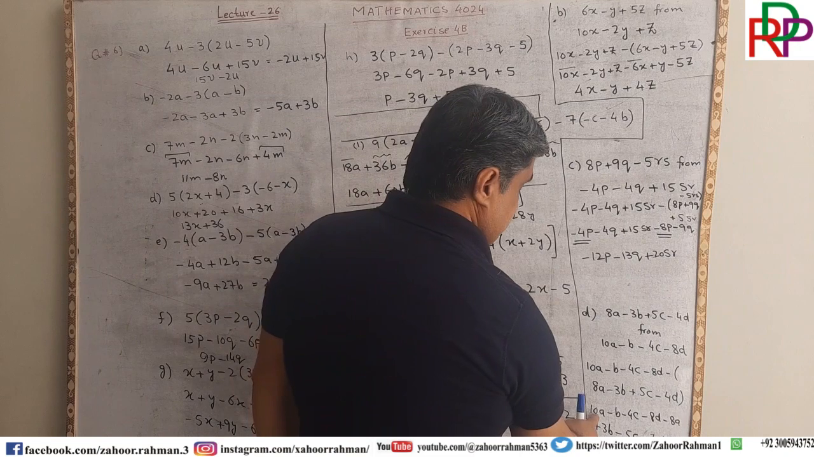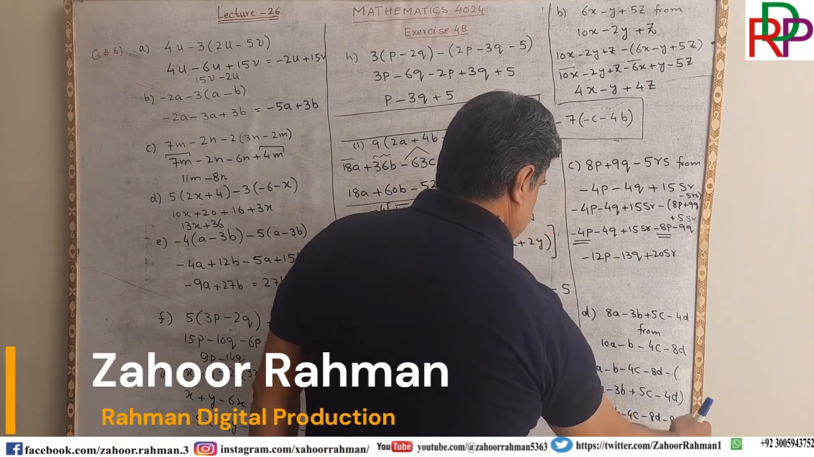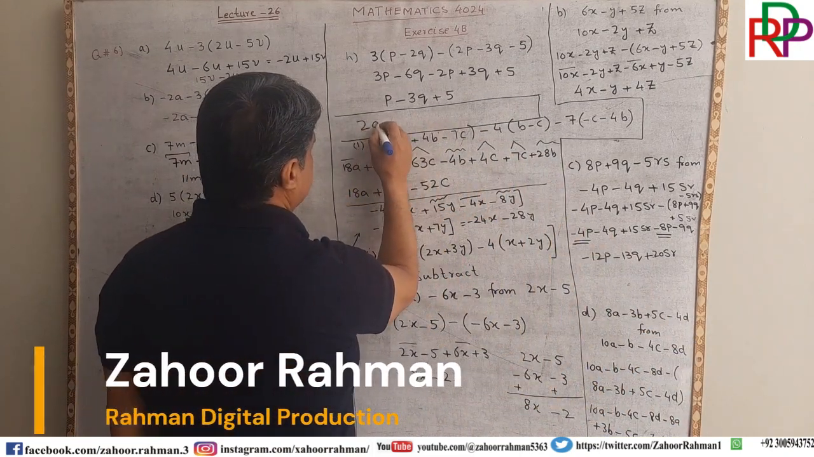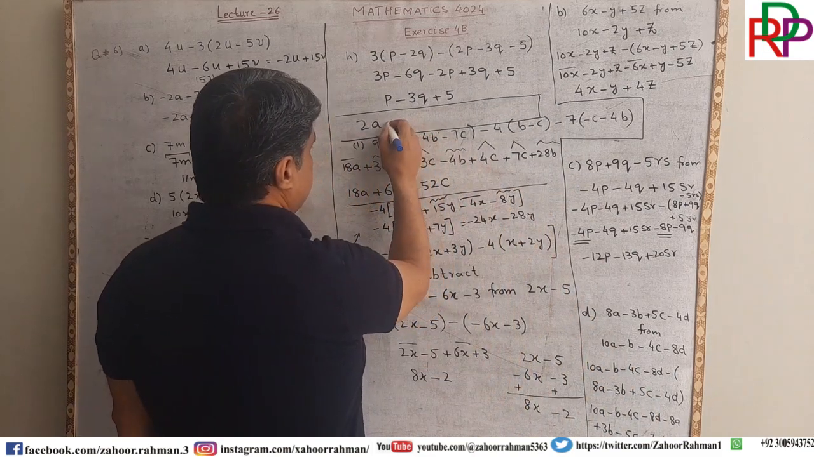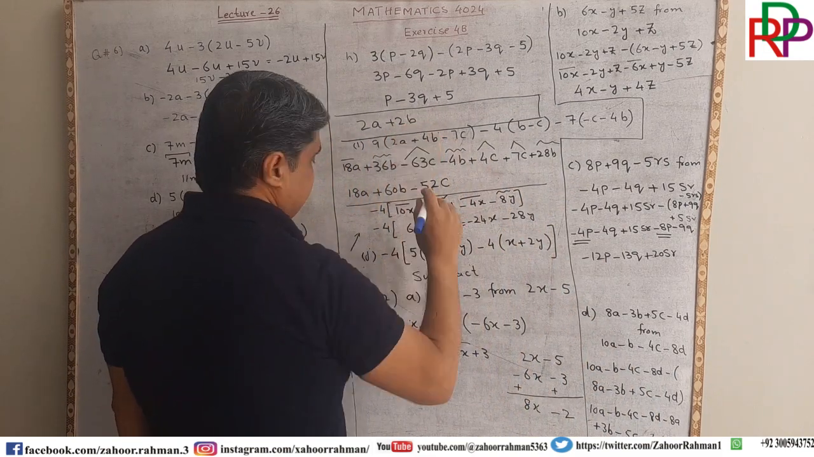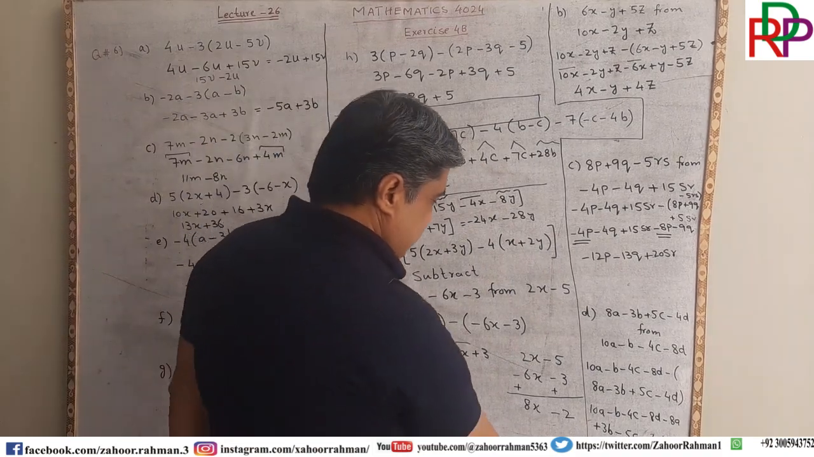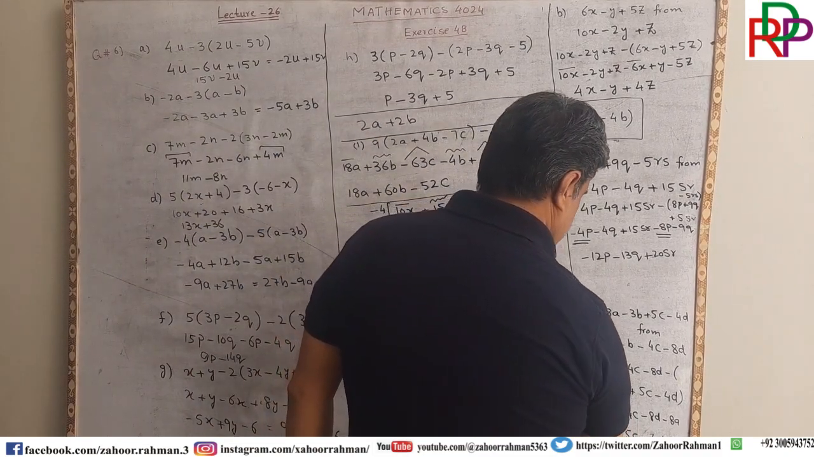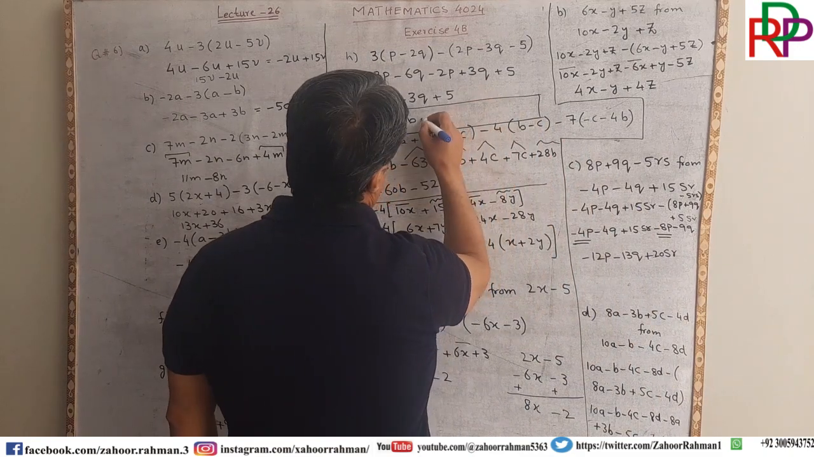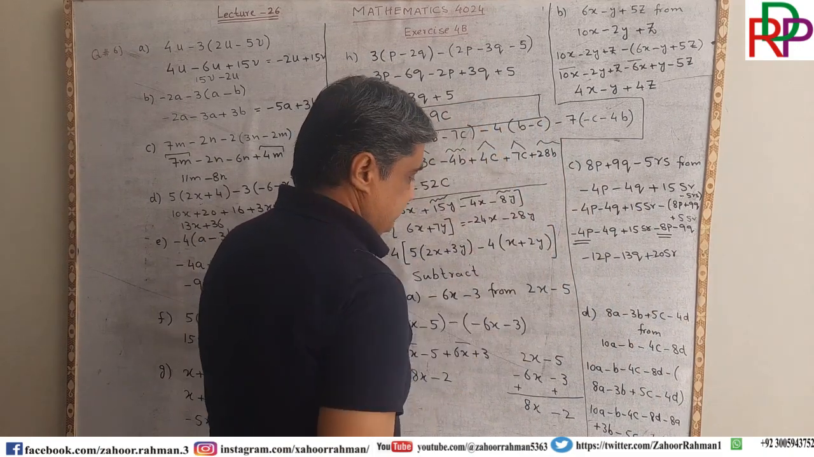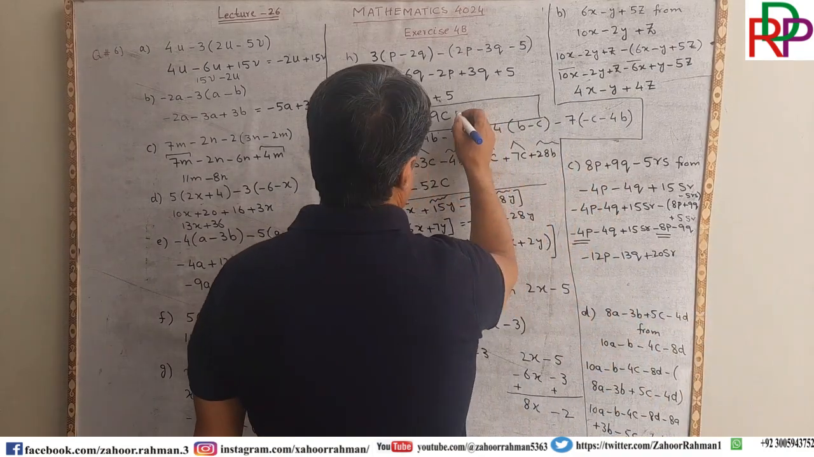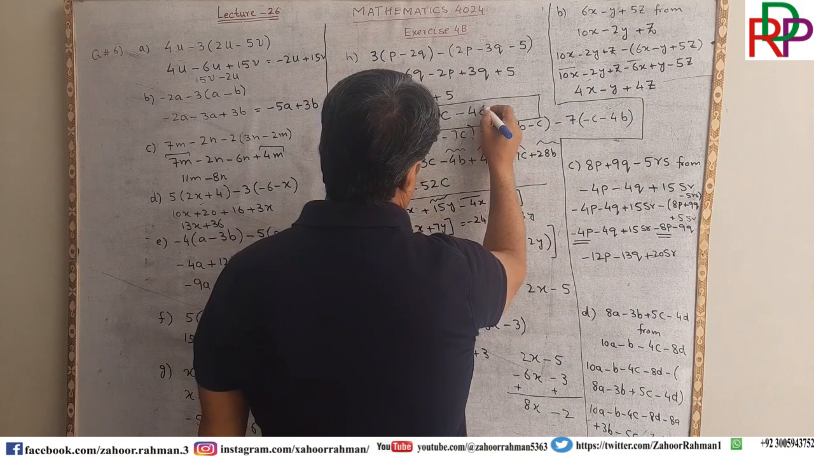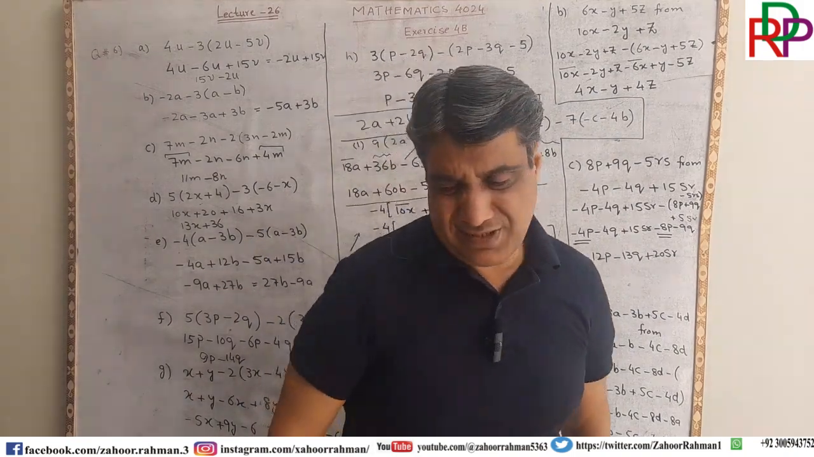10a and minus 8a will give you 2a. Minus b and plus 3b will give you plus 2b. Minus 4c and minus 5c will give you minus 9c. And then minus 8d plus 4d will give you minus 4d, and that is the answer.